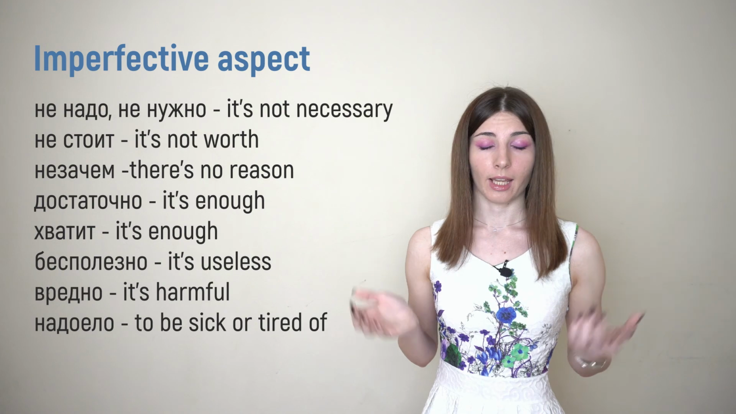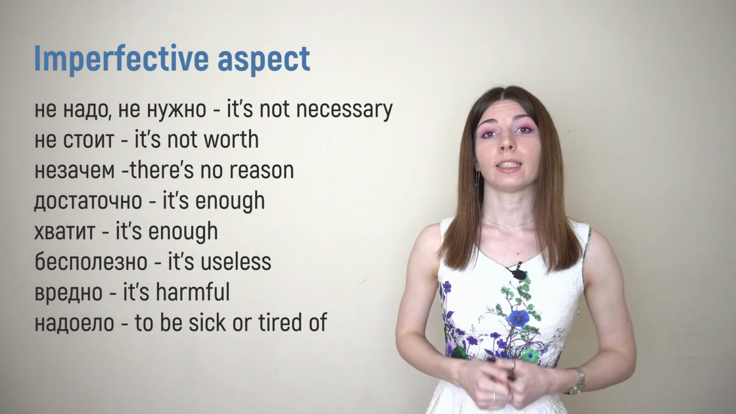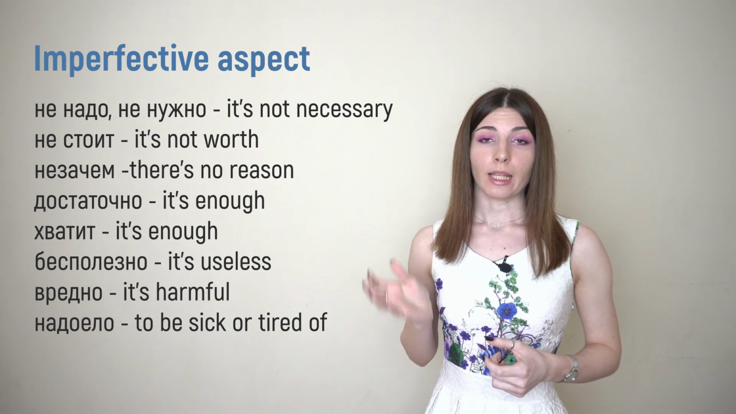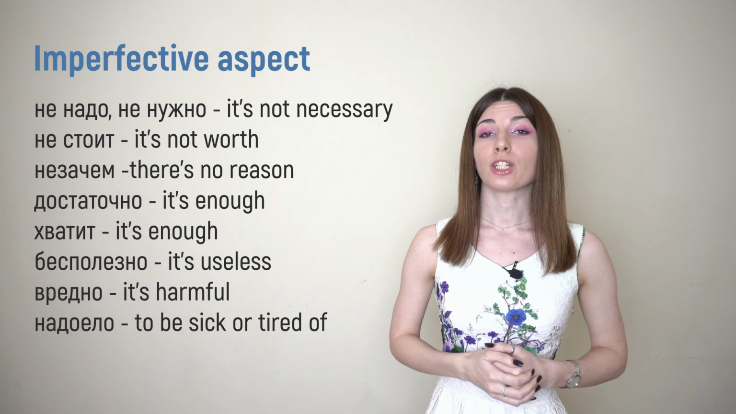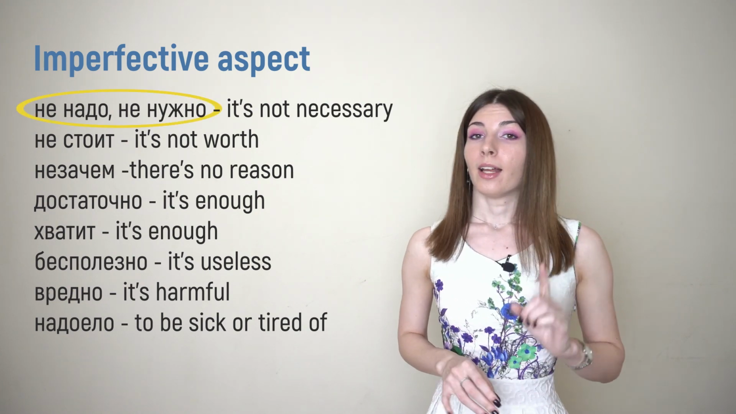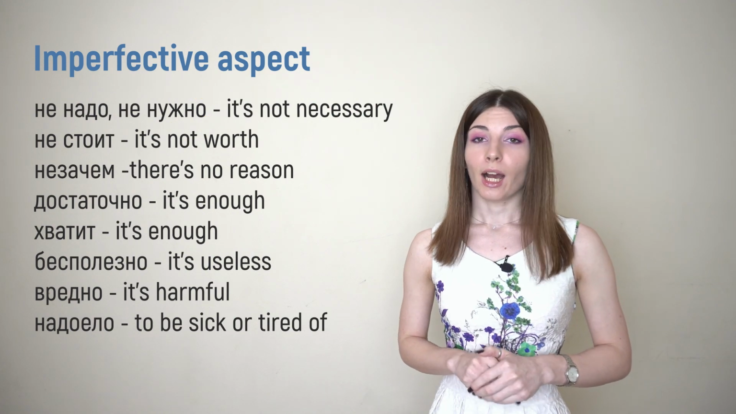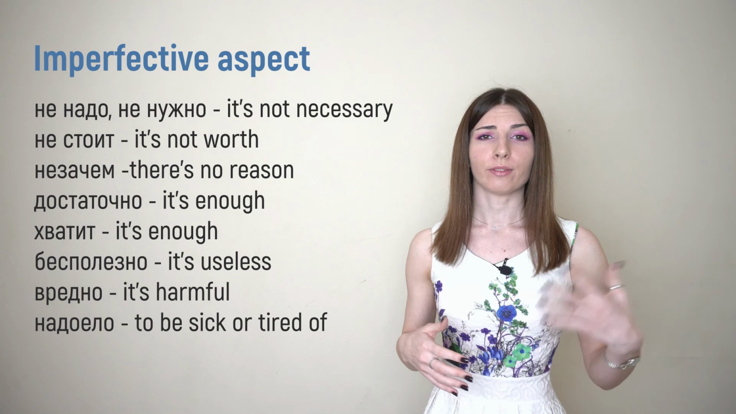Again, we take any other word and we make a sentence. Just don't forget to put the verb in the necessary form. And also here, pay attention to the first 2 words, не надо or не нужно. At the very beginning of the lesson, I was giving you examples like I have to go.